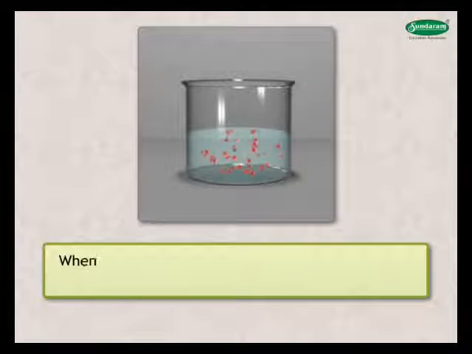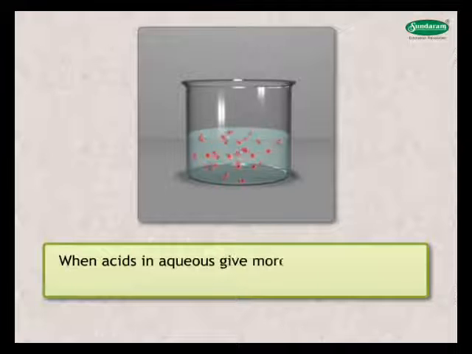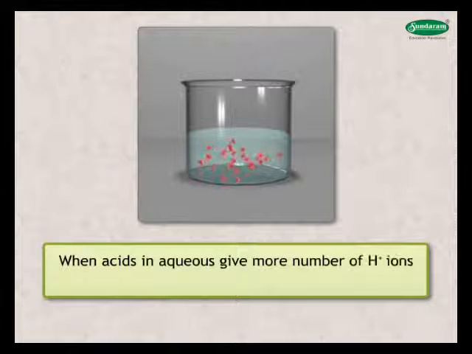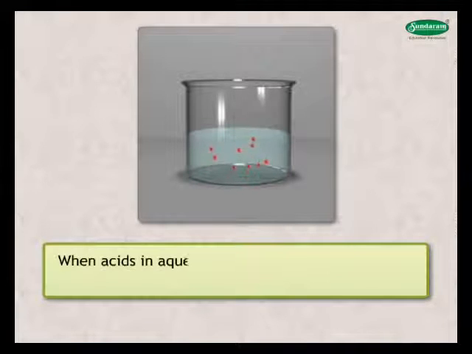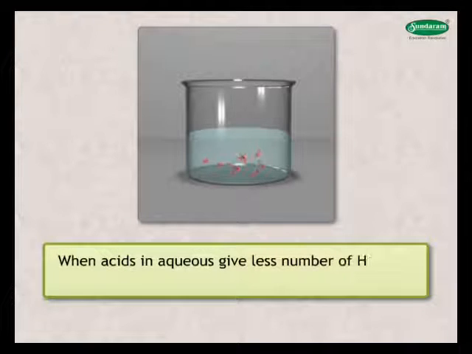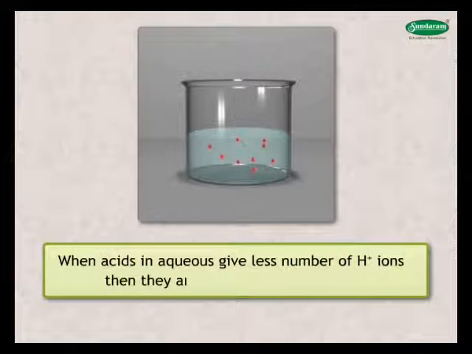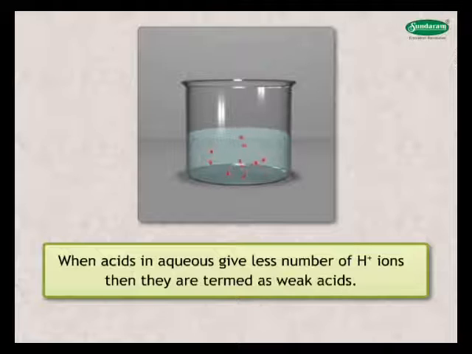When acids in aqueous solution give more number of H+ ions, then they are termed as strong acids. Similarly, when acids in aqueous solution give less number of H+ ions, then they are termed as weak acids.